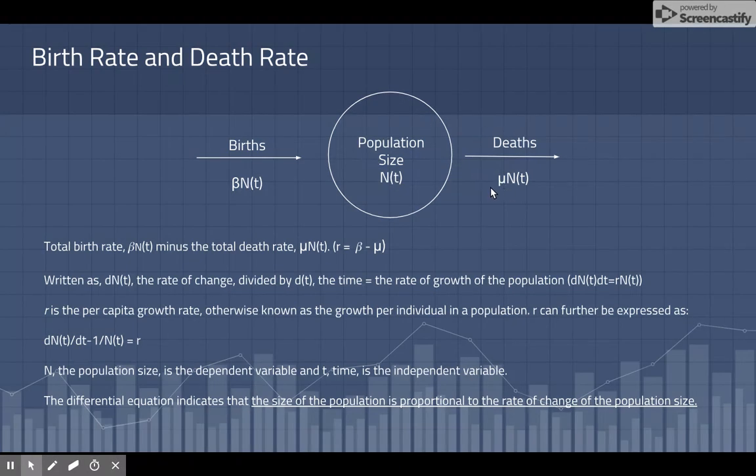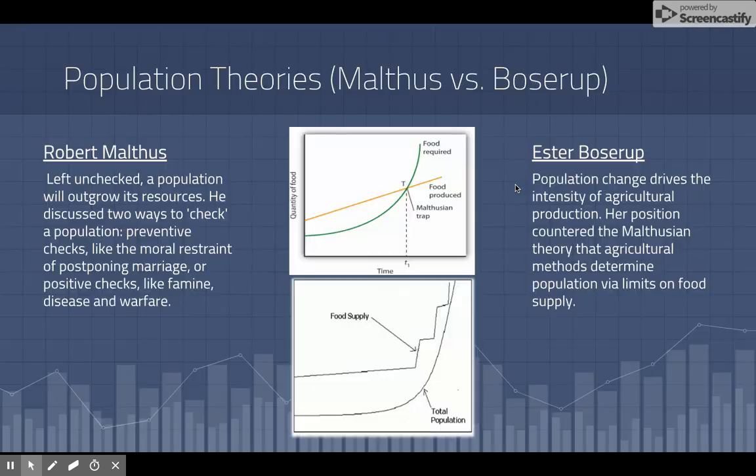So here we see birth rate entering, which is beta, and then we see population size, and then deaths, which is mu, where mu is the mean times population size. We can write this as the derivative of the population divided by the derivative of time, which gives us the rate of growth of the population. What's important to keep in mind is that the differential equation indicates that the rate of change of the population is proportional to the size of the population.